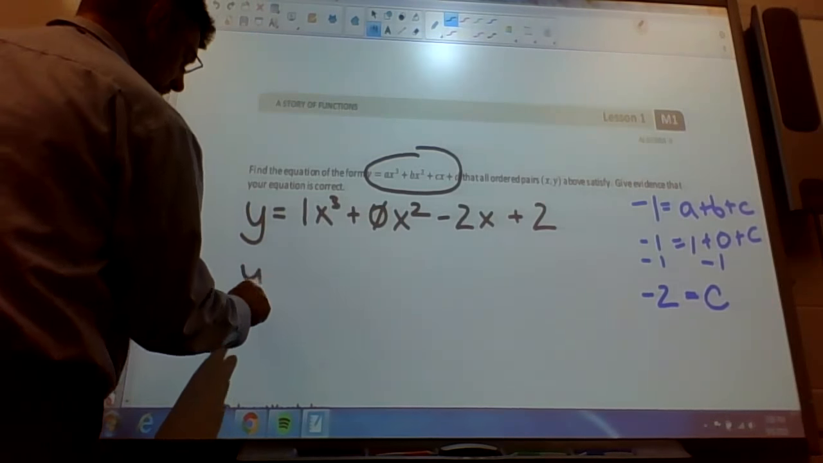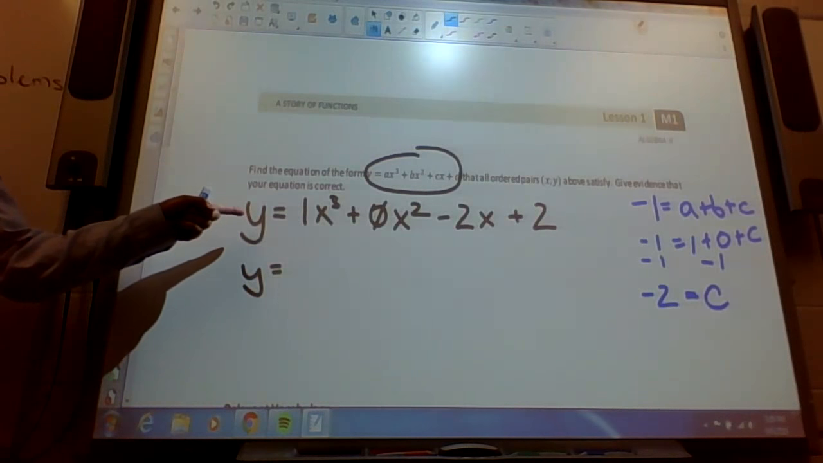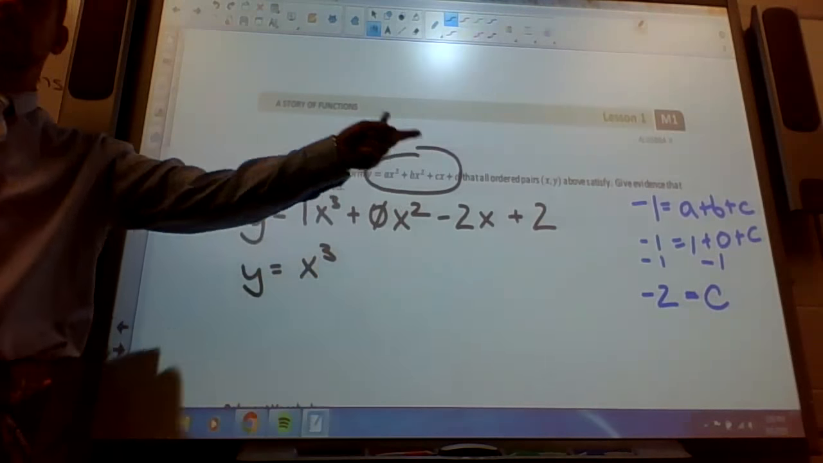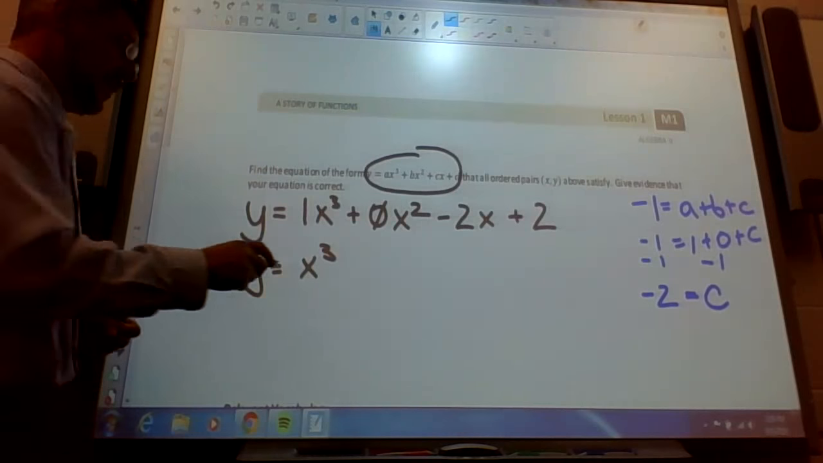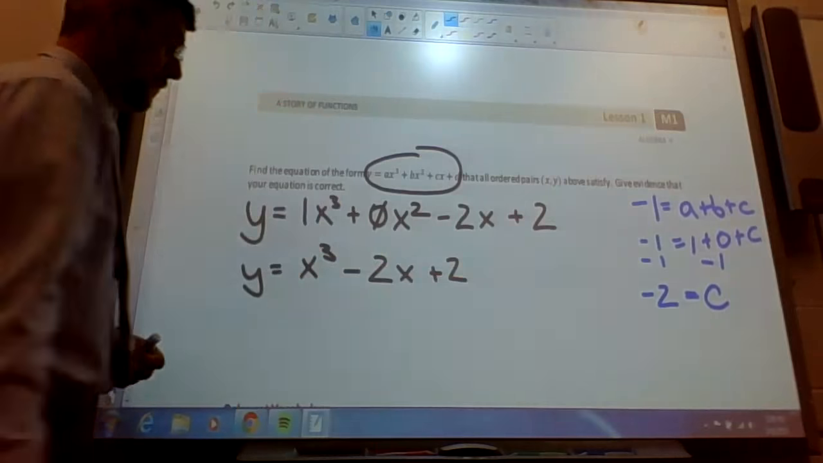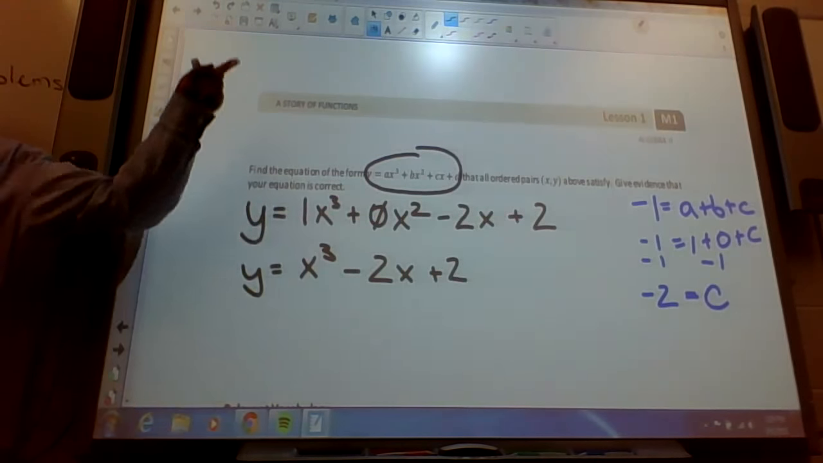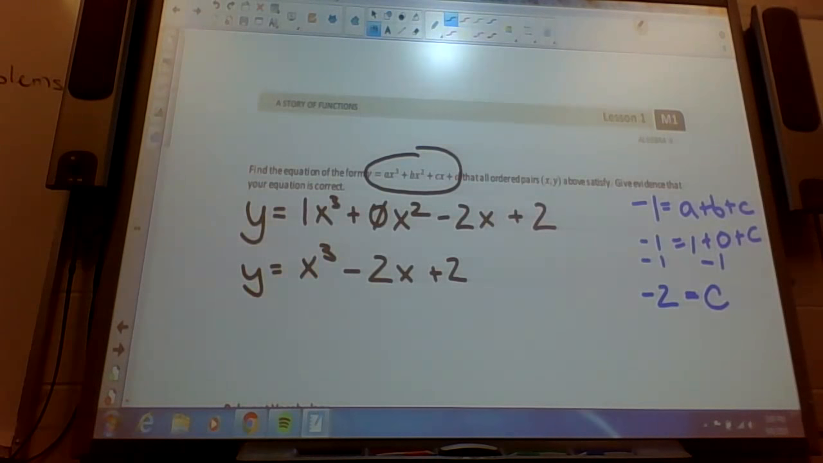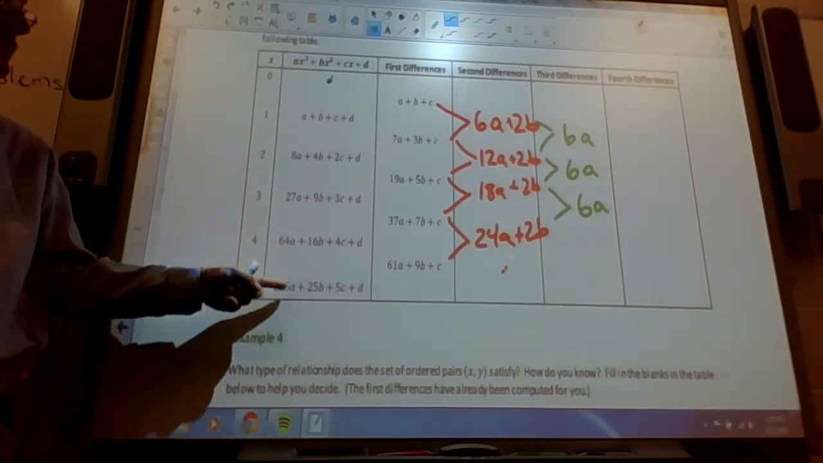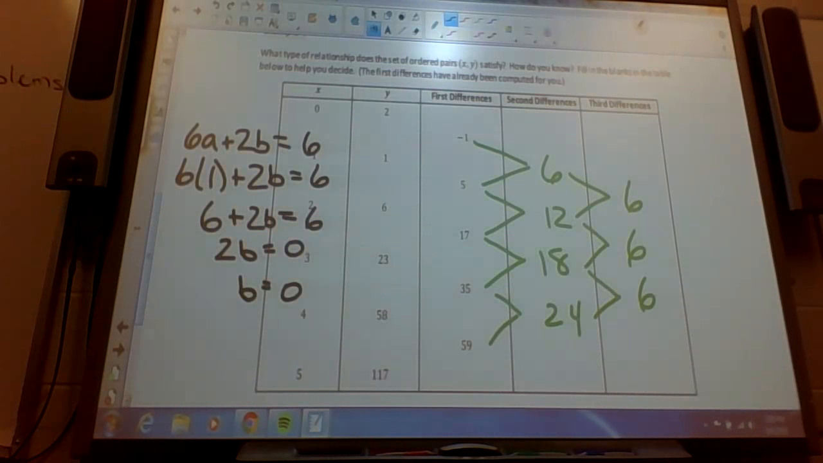So y equals, do I need to put the 1 in front of it? No. It's Department of Redundancy Department stuff, right? So x cubed, do I need to put 0x squared? No. I'm just going to ditch that, right? Minus 2x plus 2. And if I plug that formula in and analyze it from 0 to 5, I should get all the same numbers that I got right there. Okay?